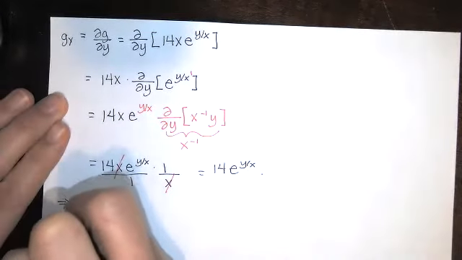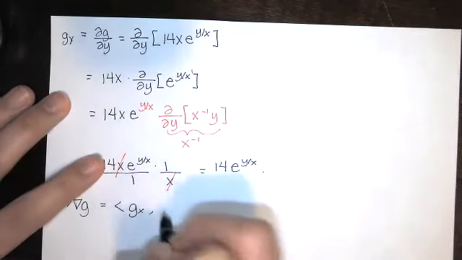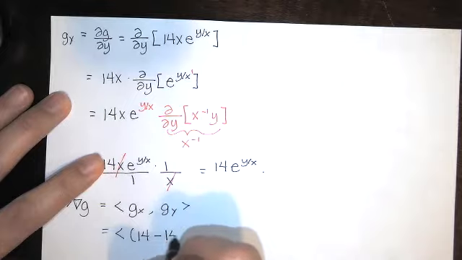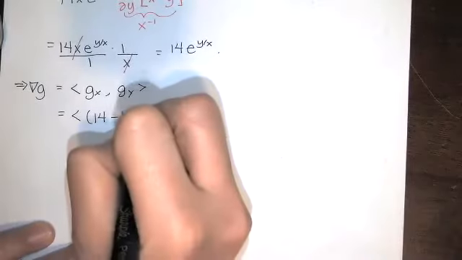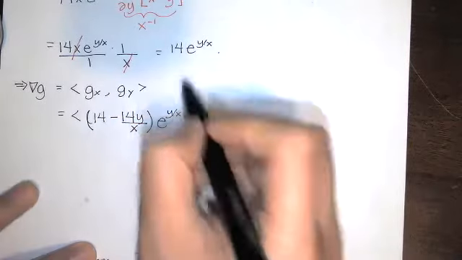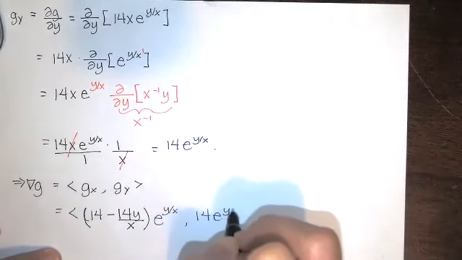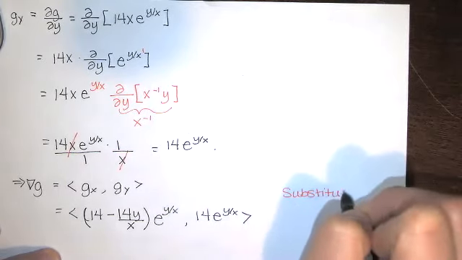So our gradient function, the gradient of g, is a vector with these two components. The first component is 14 minus 14, actually I don't remember, 14y over x times the exponential. And the second component is the partial of g with respect to y, which is right here. So we substitute the partials into the gradient function.